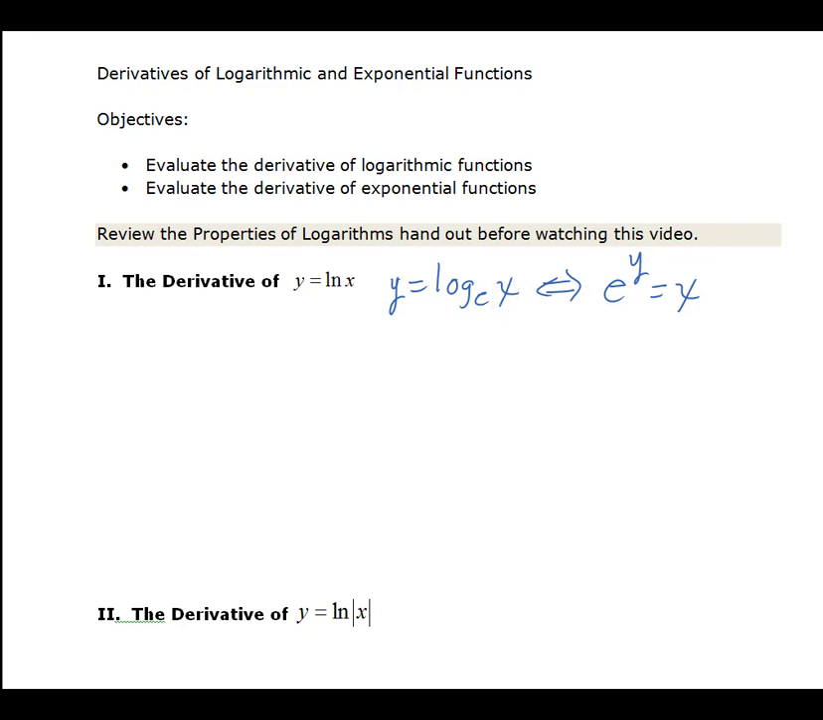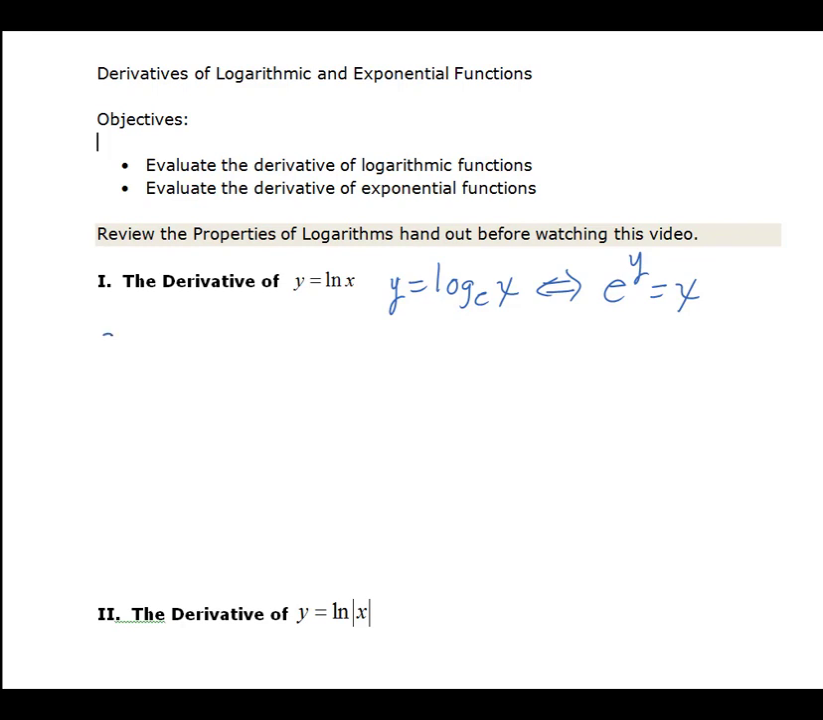Now, we've looked at the derivative of e to the x, and we know that the derivative of e to the x is e to the x. It's the one function that is its own derivative other than 0. What we're going to do is combine that formula for the derivative of e to the x with the chain rule by using implicit differentiation.